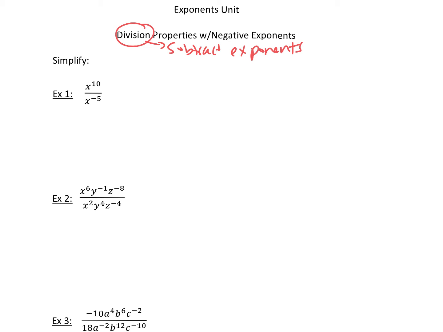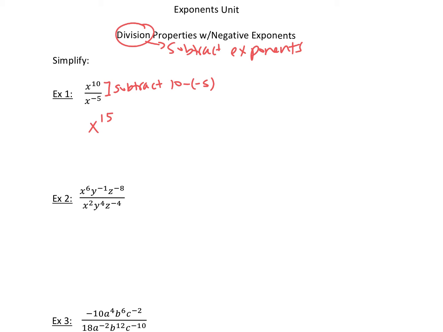Okay, coefficients would still divide. So for example 1, I'm going to do the problem two ways. One way is I'm going to subtract the exponents. Be careful when you're subtracting. It's 10 minus negative 5, right? So it really becomes 10 plus 5. So this can be simplified to 10 plus 5 is 15. This is x to the 15th power.